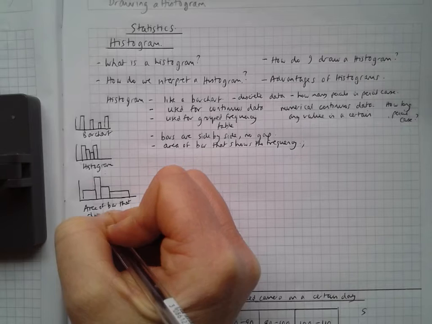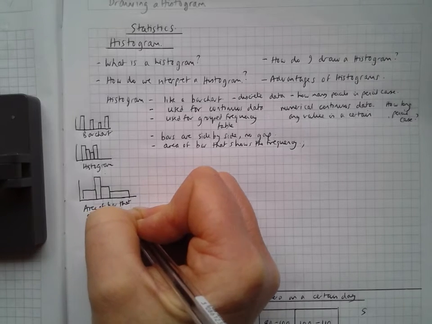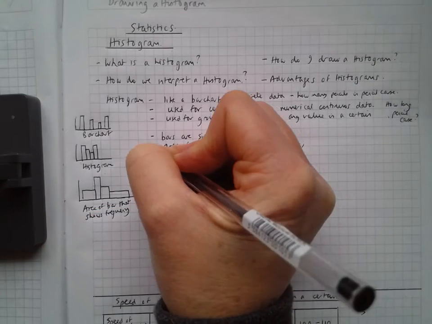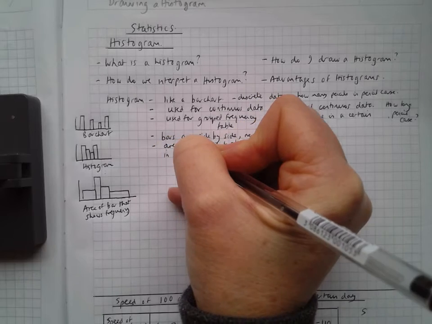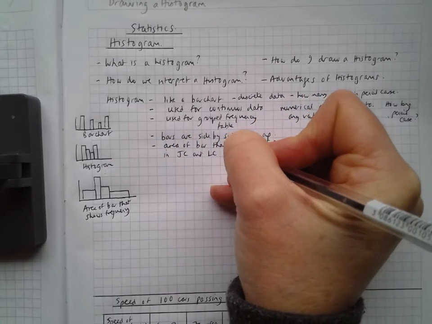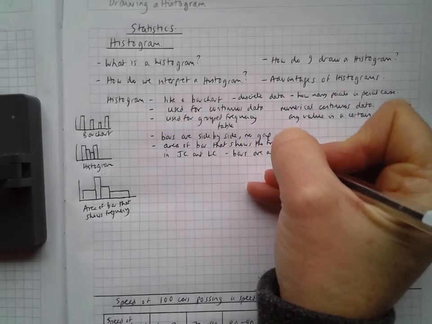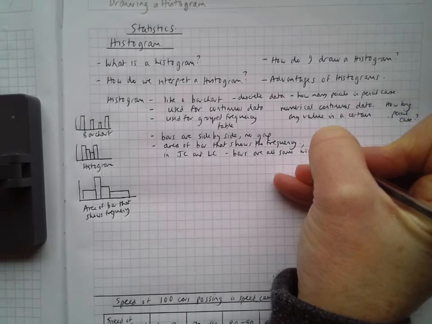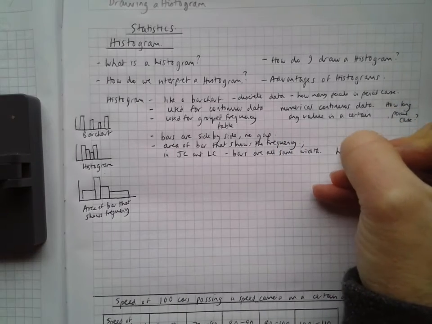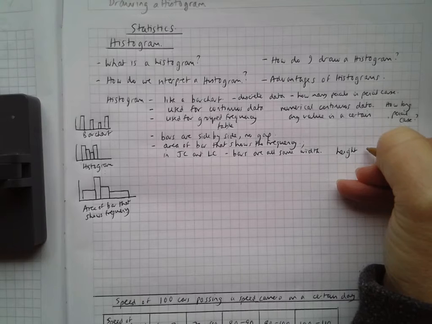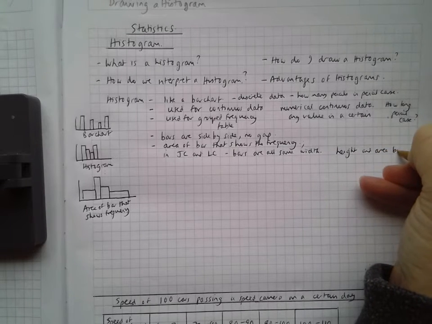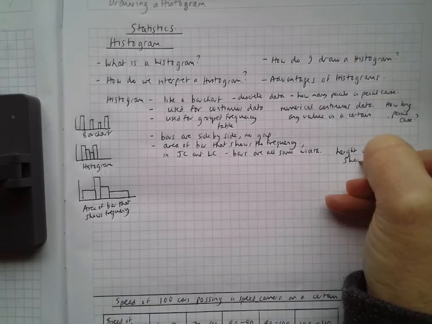For the sake of your course, all the bars in junior cert and leaving cert are all the same width. So the height will be proportionate to the area. So the height and the area both show the frequency. Okay.